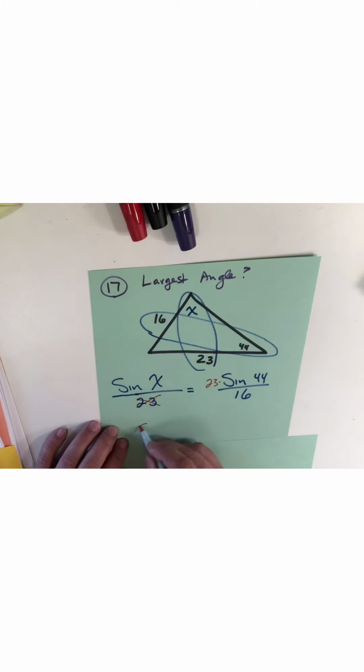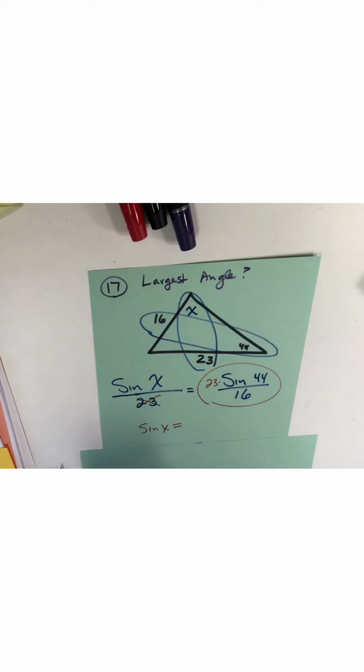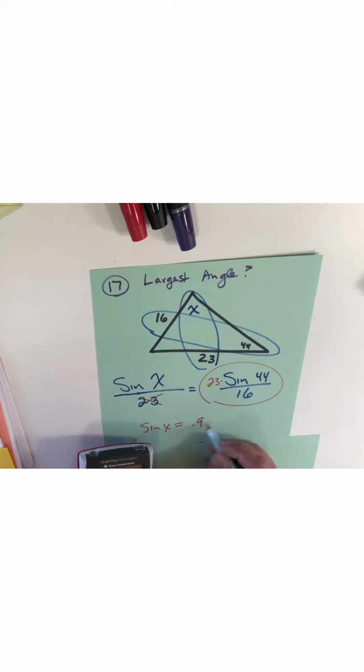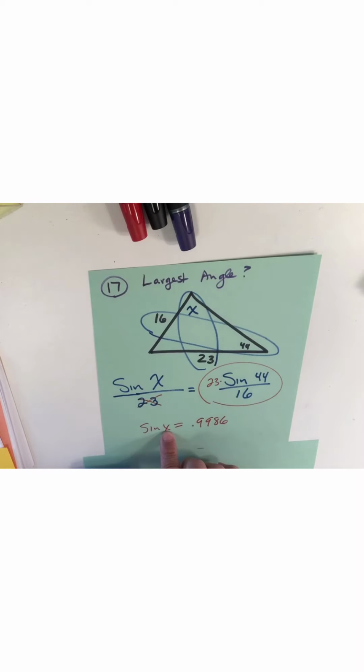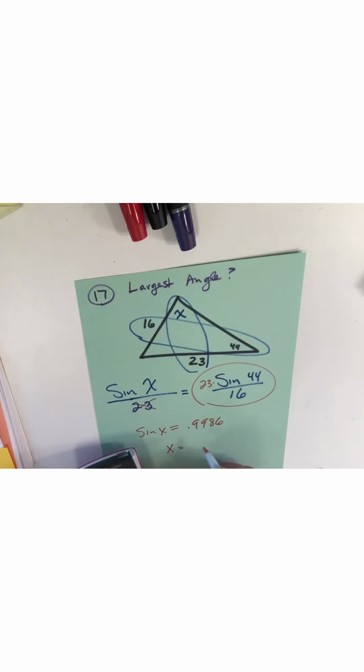So now you have the sine of x is equal to all of this. This time I will use the calculator and press 23 sine of 44, close the parentheses, divided by 16, enter. So what I have is 0.9986. You will remember that whenever we are looking for an angle, we always press second function. So second function sine 0.9986, enter, and you get 86.9. In other words, this is 87 degrees. Voila! That's the law of sines.